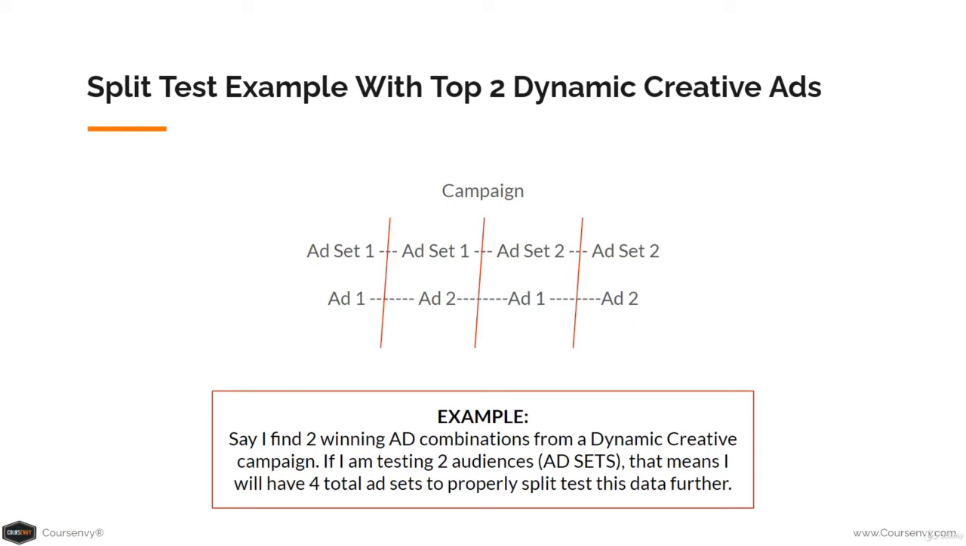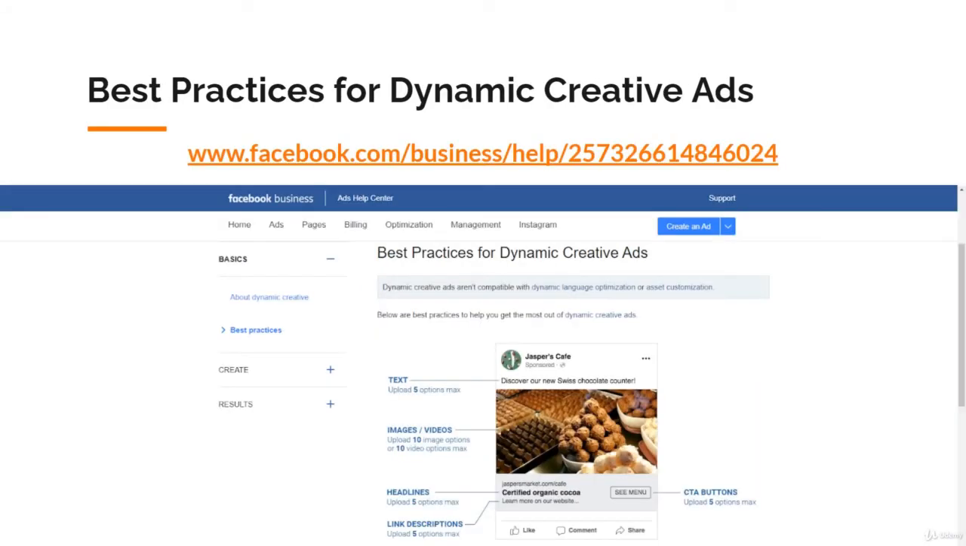So audience number 1 is in ad set 1, and then my first Dynamic Creative combination is ad number 1. And the same goes for ad set 2, ad number 2. So make sure to navigate to this link for the best practices for Dynamic Creative ads.